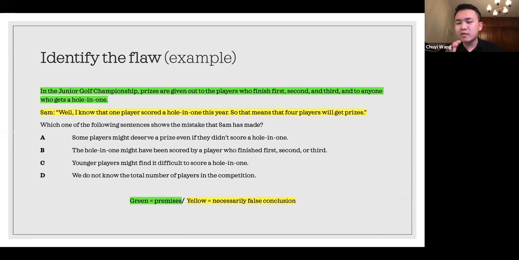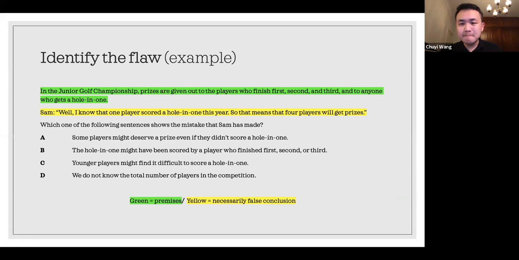Now let's step through each of the 4 answers and see which of these is a possible mistake that Sam has made. And once again, we always like taking things away. We test one and we take things away. If it isn't right, we just cross it out. We don't have to worry about it anymore. Now, the first answer is obviously not the mistake, because there's nothing in the question about whether or not people deserve prizes. Some people might deserve a prize even if they didn't score a hole-in-one. We're not making value judgments here, like, you're a better golf player, so you deserve a prize. Totally irrelevant, so clearly it isn't about that.